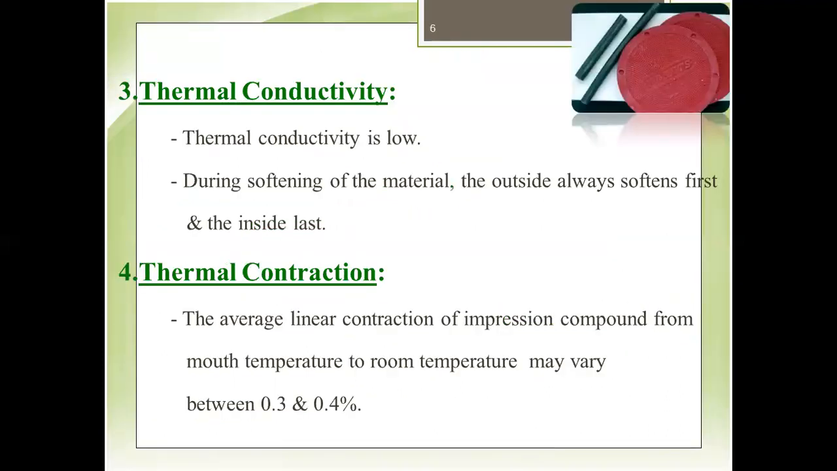Now, we will talk about the thermal conductivity. Thermal conductivity of impression compound is low. During softening of the material, the outside always softens first and the inside later, just because of its low thermal conductivity, and that's why we require kneading for softening of the inner side of the material. Now, thermal contraction. The average linear contraction of impression compound from mouth temperature to room temperature may vary between 0.3 to 0.4%.